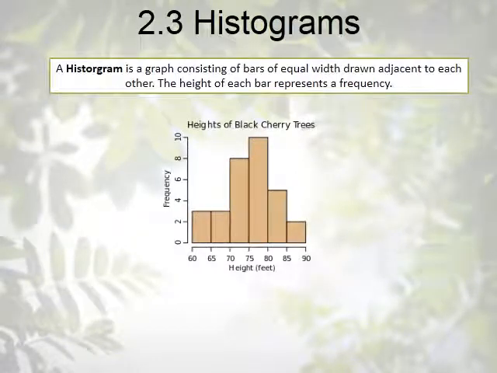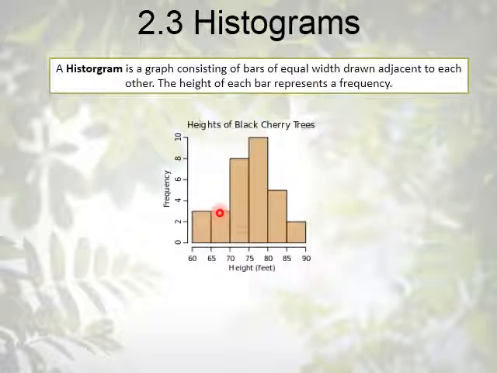So we're looking at the heights of black cherry trees, probably in some orchard. The height is represented down here on the x-axis, or the horizontal axis, and the frequency is on the y, or the vertical axis. So if we want to know how many trees had a height between 60 and 65 feet, we would simply look at the height of this bar, and that tells us we had 3 trees that had a height between 60 and 65.